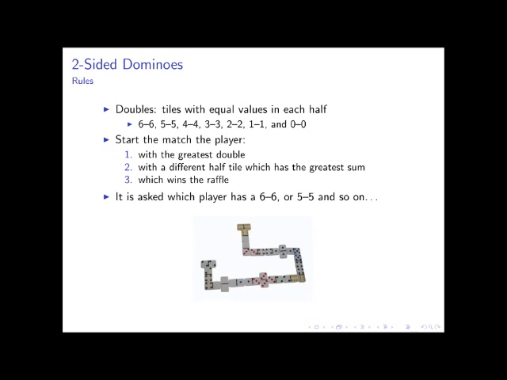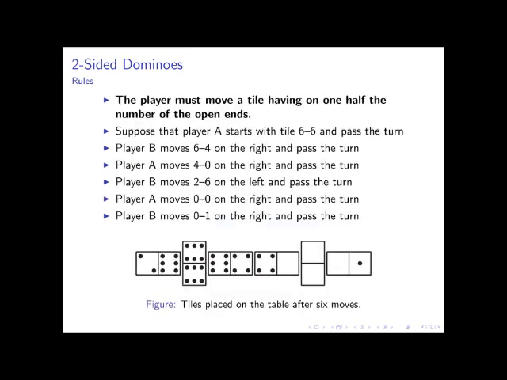If nobody has a double, then the player who has a tile with different halves and the greatest sum starts the game, for example 6-5 or 5-4. If there is a draw, a referee is necessary to decide which player starts the game. In its turn, the player must move a tile having 1 of the numbers of the open ends. In other words, the values presented on the right or on the left on the game table.